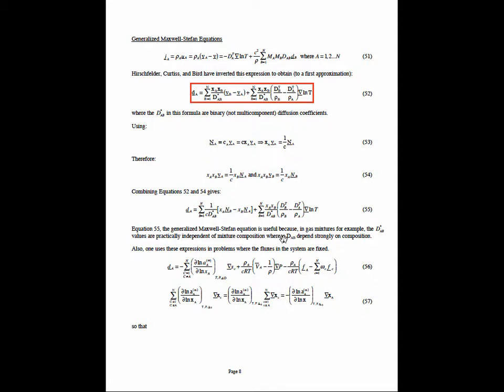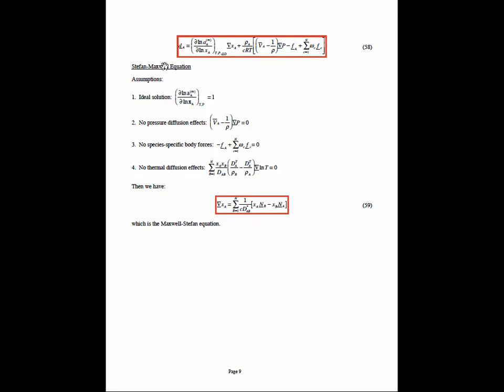We use this expression in problems where the fluxes in the system are fixed, and I show the expression for the generalized driving force here. We can simplify this first term as shown at the bottom of the page. And so this is our generalized Stefan-Maxwell equation shown in red.